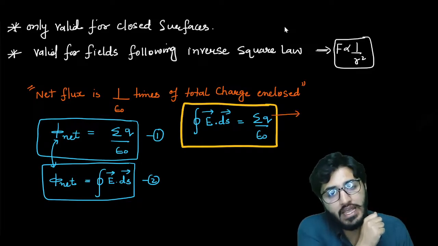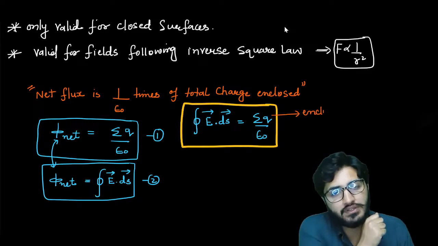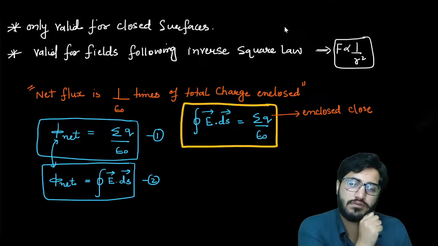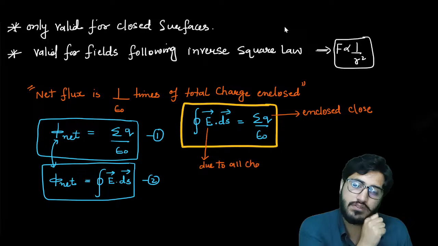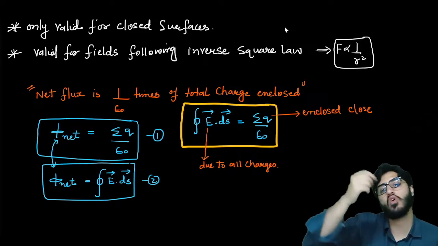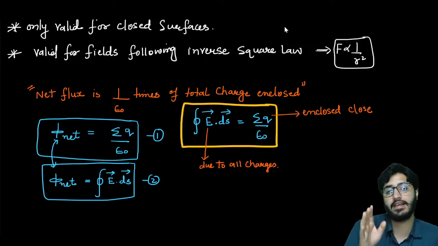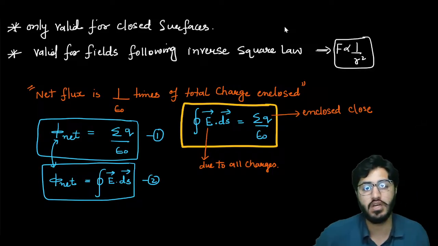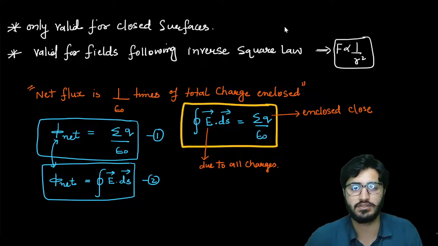Q means enclosed charge. The electric field is due to all charges. These charges may be inside or outside, there is no issue. This electric field is due to all charges, but on the right side the summation of Q is only due to the enclosed charges.